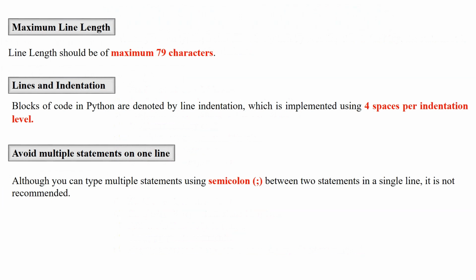Next rule is maximum line length. Line length should be of maximum 79 characters. Next rule is lines and indentation. Blocks of code in Python are denoted by line indentation, which is implemented using 4 spaces per indentation level. Next rule is to avoid multiple statements on one line. Although you can type multiple statements using semicolon between 2 statements in a single line, it is not recommended.